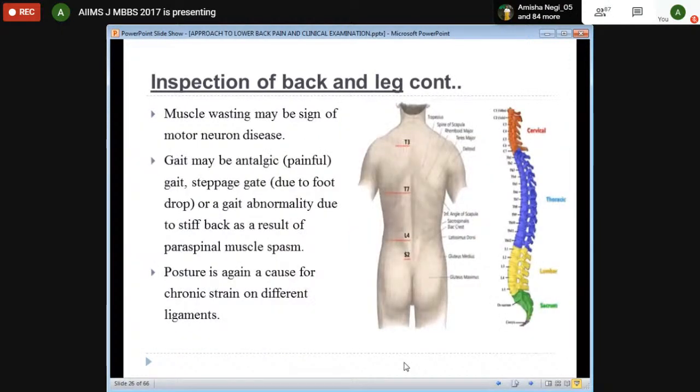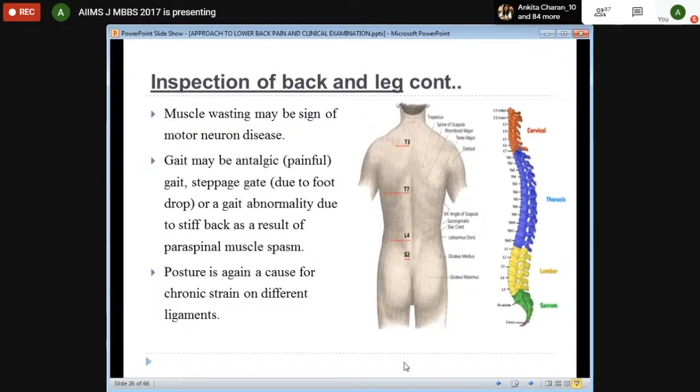Muscle wasting may be a sign of motor neuron disease, so that is very important. Regarding gait, different types of gait are there. Gait may be antalgic, which is a painful gait. Steppage gait occurs in cases of foot drop, where the patient lifts the foot and there will be a step-like gait. Gait abnormality may also be due to a stiff back, because the paraspinal muscles will be in spasm and the patient will have a limping kind of gait.